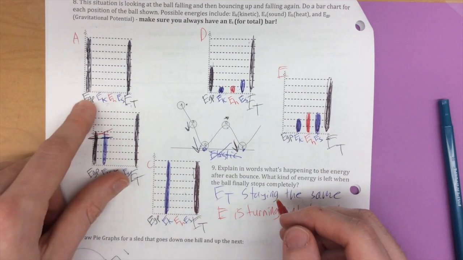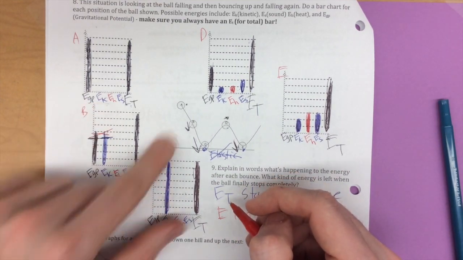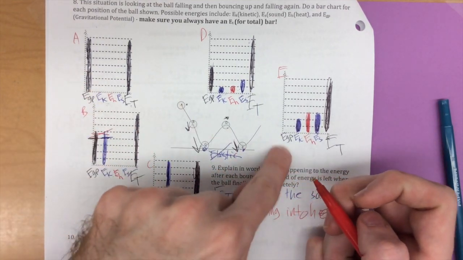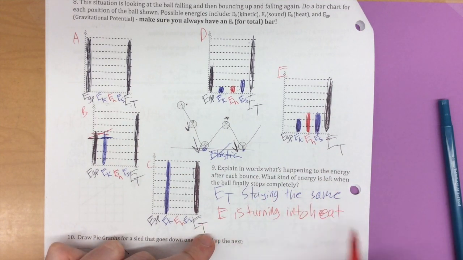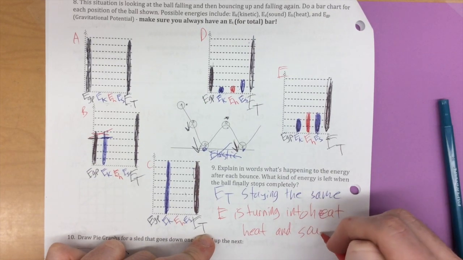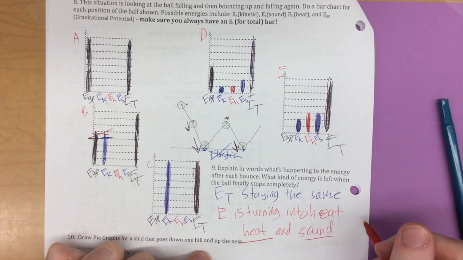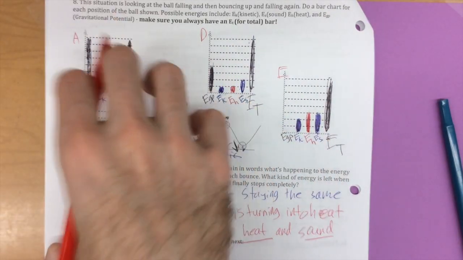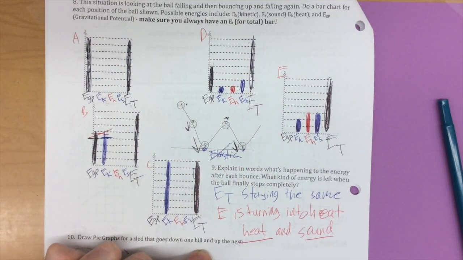So the original EGP/EK we started with, more and more of it's turning into heat. So when the ball finally stops completely, it's all going to have turned into heat and sound. That's why, after many bounces, all of it is turned into heat and sound.